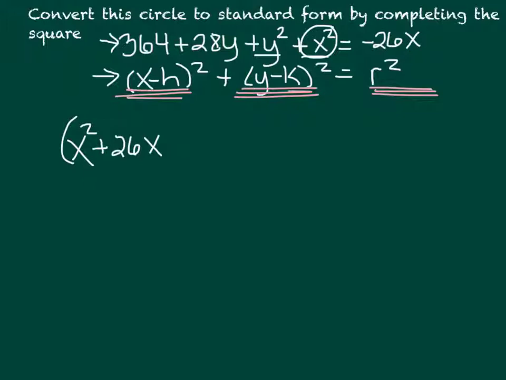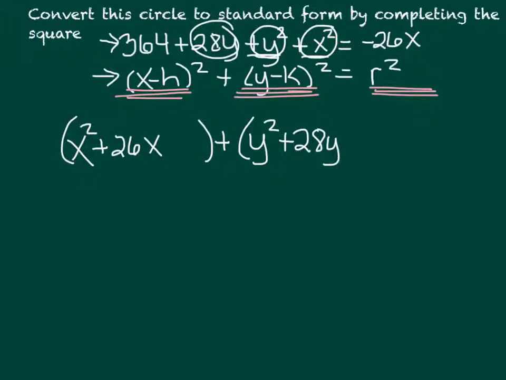And this is going to be the x part, and I'm going to leave a space because I know I'm going to need to complete the square. Then we're going to have the y part. So I've got y squared plus 28y. I'm going to leave a space so I can complete the square, and I'm going to close that group of parentheses. And then I'm going to take this 364 over to the other side, equals negative 364.